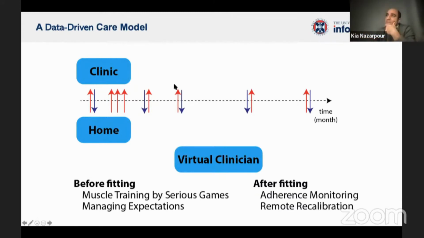And this continues. They go several times to the clinic, they receive a prosthesis or a socket, and then they continue this bilateral and bidirectional relationship rather than a user going simply to the clinic. And we hope that after fitting, with the use of these virtual clinicians, we would be able to improve adherence to the device and improve the adoption or retention of these devices, as well as enable remote recalibration and firmware updates, as well as automated reporting of these devices.